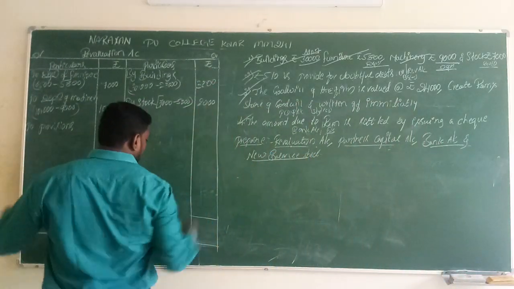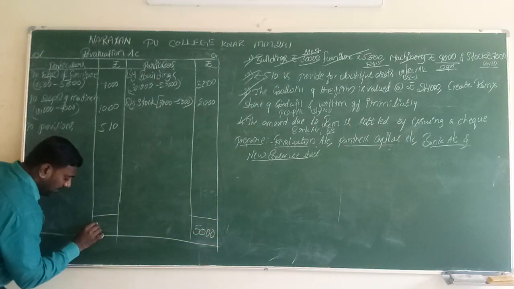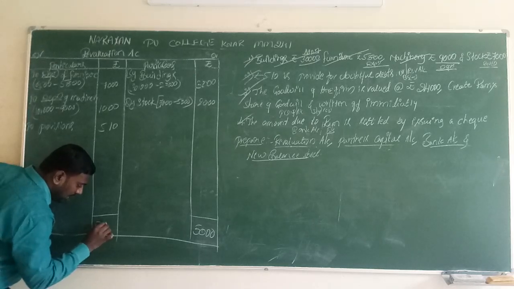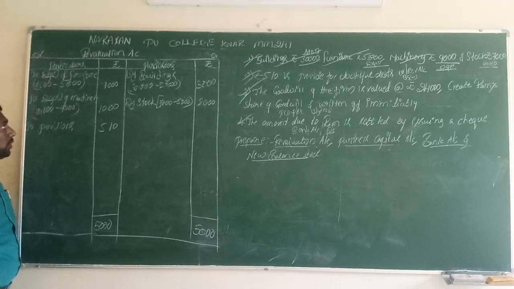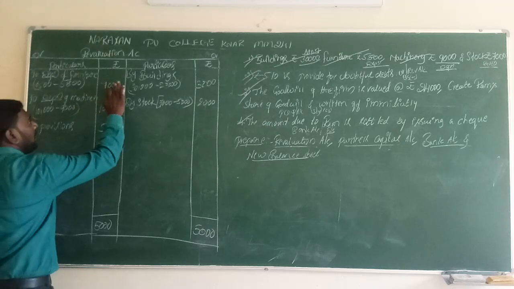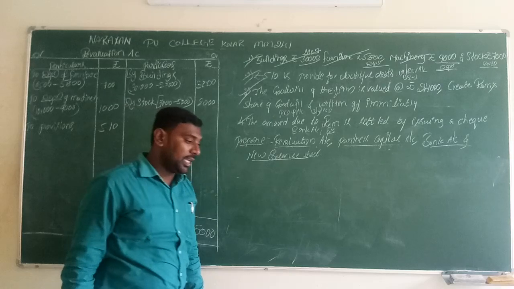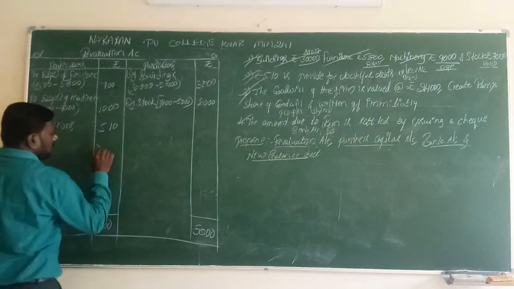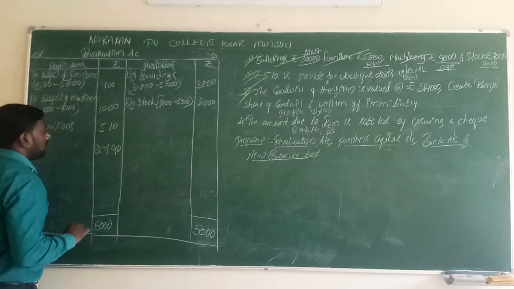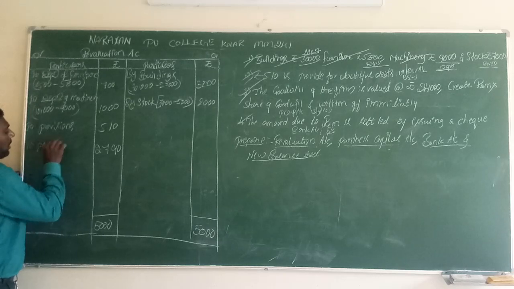So the total of the right hand side is 5,000. The same value will be transferred to the left hand side, the debit side, also 5,000. Out of 5,000, deduct these 3 values and you will get 1 value. So out of that we have to deduct 5,000 minus 700 minus 1,000 minus 510 rupees. So totally we deduct these 3 values, we will get 2,790 rupees. So we will give the name profit transfer.